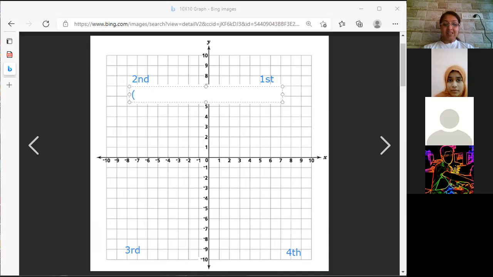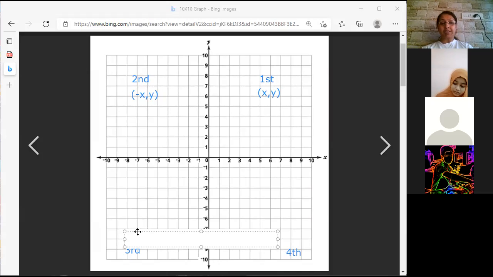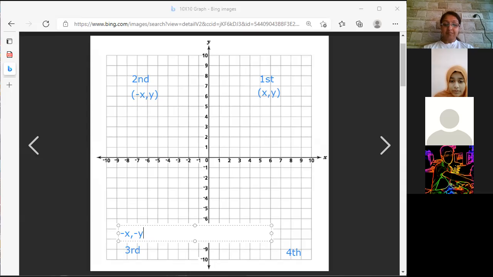I can write this as (−X, Y). Tell me yes or no. Yes. Now, if I move to the third quadrant, tell me what is the situation here? The coordinates, both are going to be negative. Yes. (−X, −Y). So I'm going to write it here.